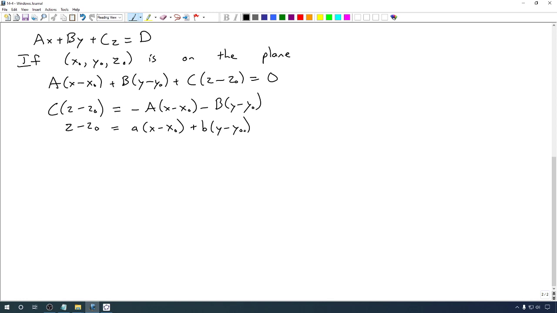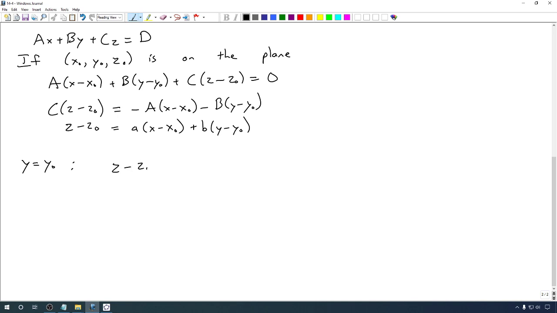And I want to find out what is a little a, what is a little b. Now, we've been talking about looking specifically at when we're parallel to one of the coordinate planes. Let's actually try that out here. If we say that we're going to be parallel to the xz plane, we're going to be saying that y is a constant.